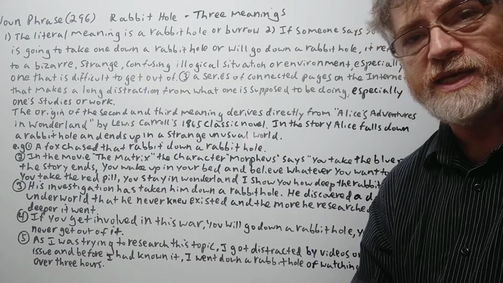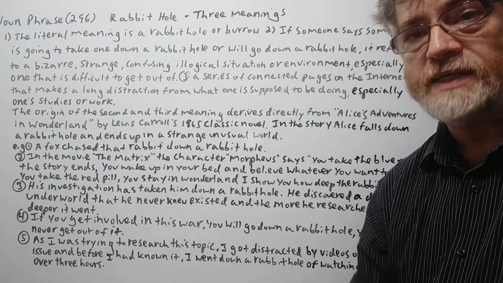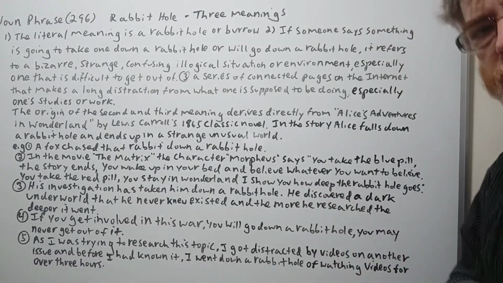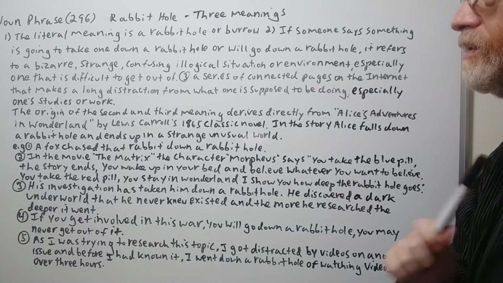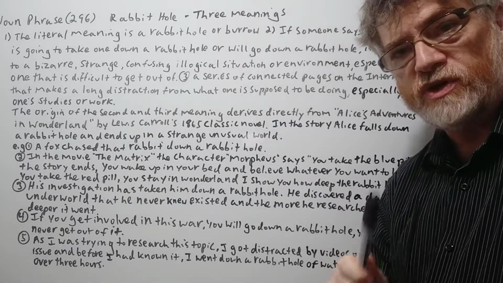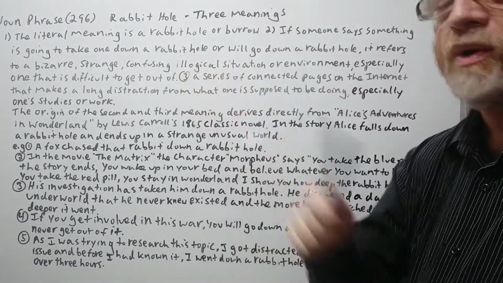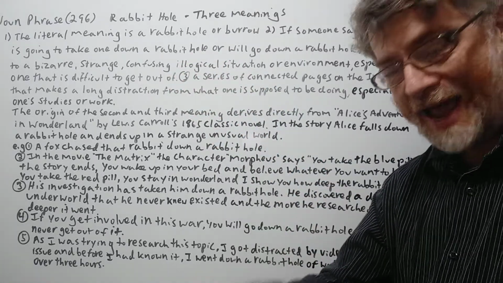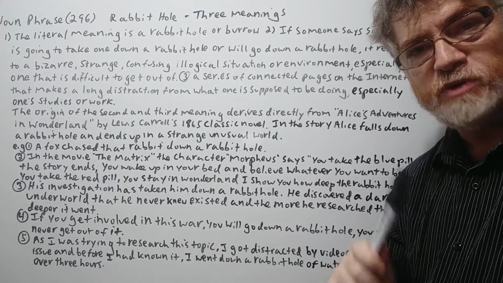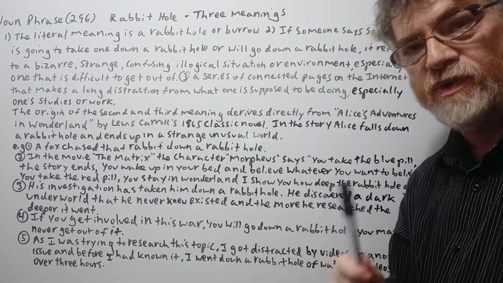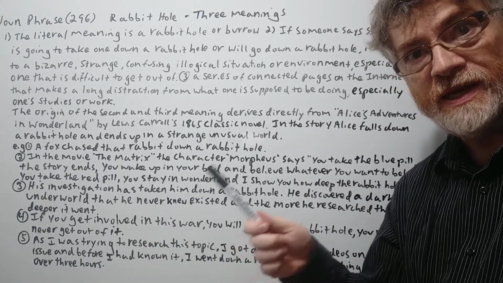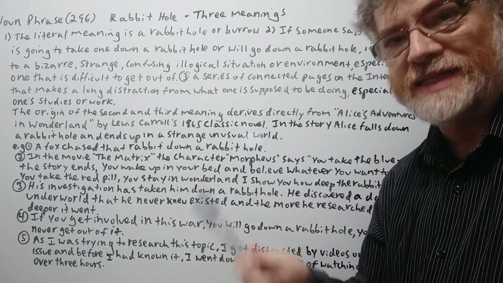The noun phrase today is rabbit hole, and we got 3 meanings and 3 uses. Okay, somebody wants a screenshot. Do it right now. Let's get right to it. All right, here's the first meaning. This is the literal meaning of a rabbit hole or burrow. So that's the hole the rabbit actually digs, and when he's being chased by an animal, he'll go there for protection, or he'll live there, rest there, things like that.